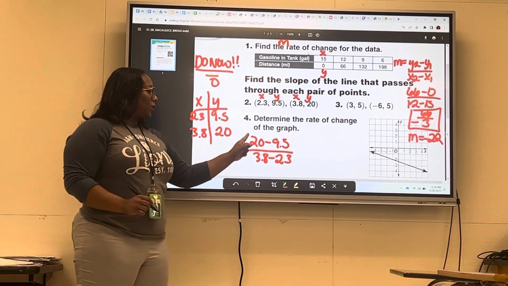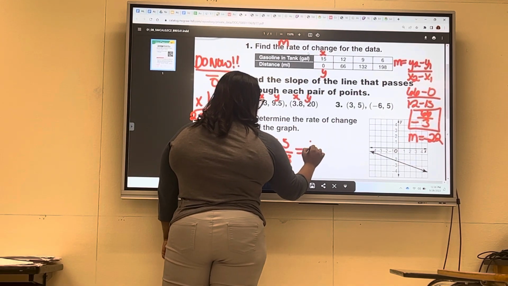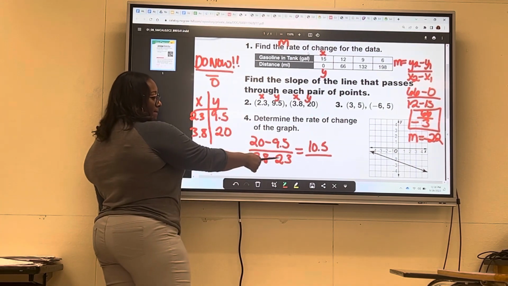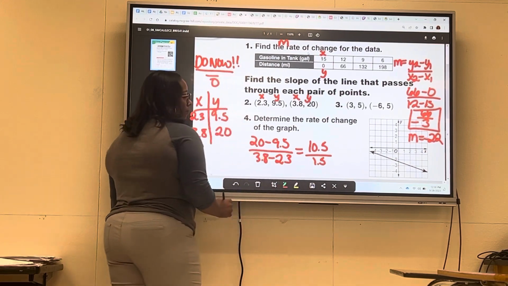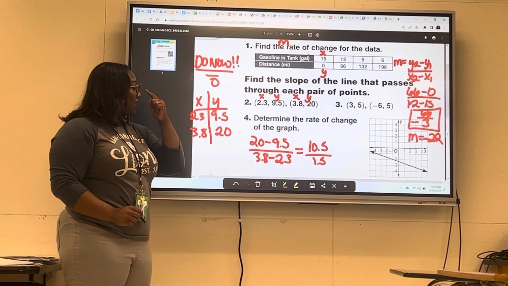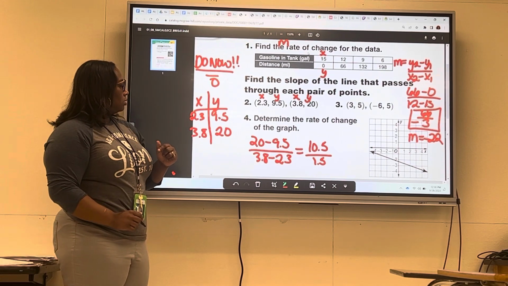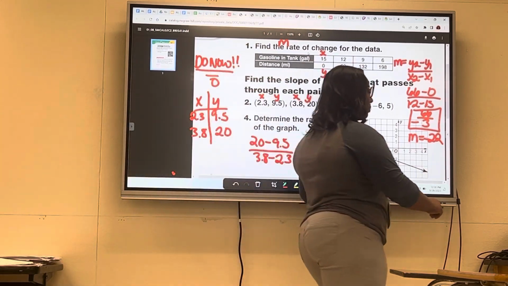20 take away 9.5 gives me 10.5. Over 3.8 minus 2.3, that gives me 1.5. When I divide 10.5 by 1.5, make sure these are right, because I did this this morning. I think I'm remembering right.